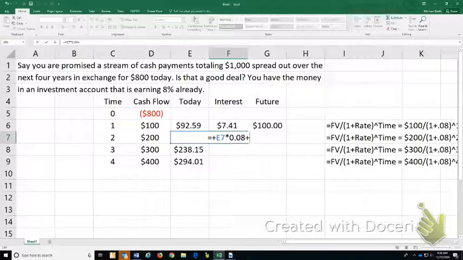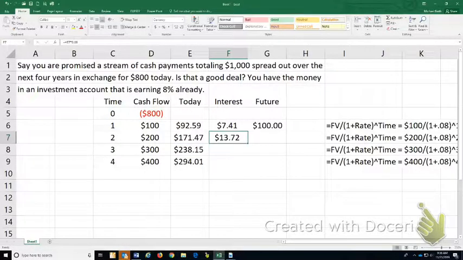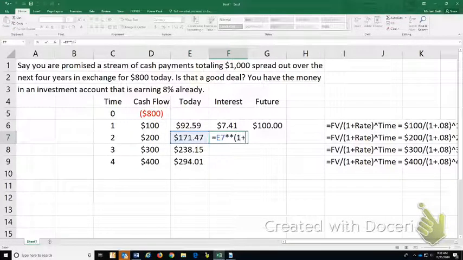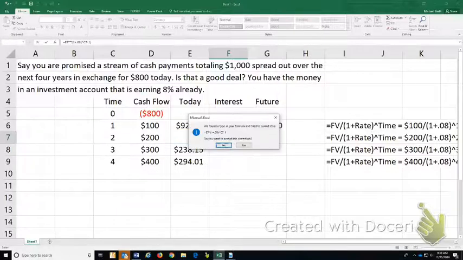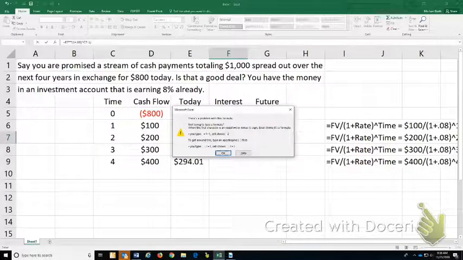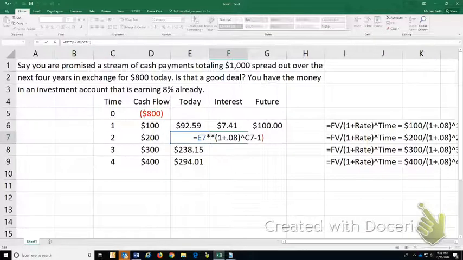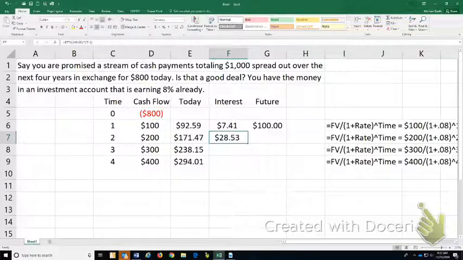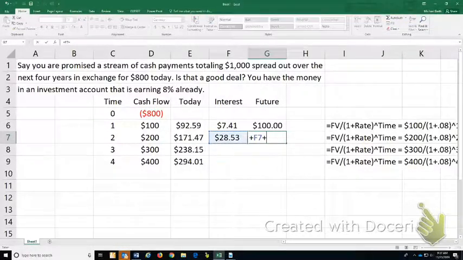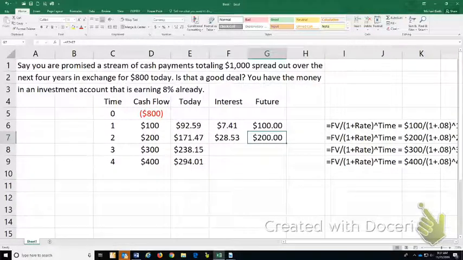And then I'd also earn interest on the original $171.47 plus the $13.72 over the next year. So the math for all that is that amount times 1 plus 0.08 squared, minus 1. I know there's an error in the formula. All right, so I'd earn a grand total of $28.53, or I'd have $200 in the future.